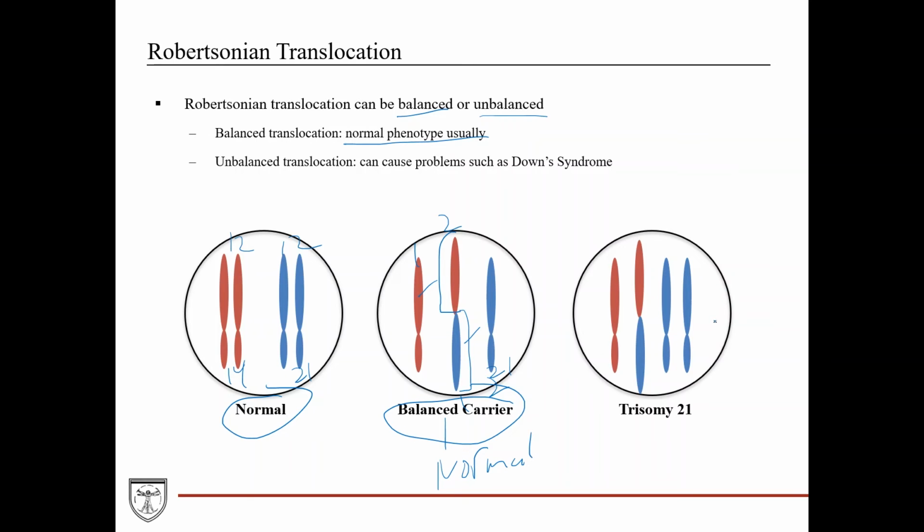Now, however, this is what's called an unbalanced translocation, and this will cause problems such as Down syndrome. And you have a normal chromosome 14 paired with a long arm from a 14, so you have the normal amount of 14. However, you have this long arm of chromosome 21 paired with 2 copies of chromosome 21, so you have 3 copies, gives you trisomy 21, and that gives you Down syndrome.